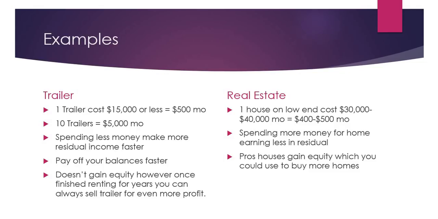Okay, so let's go ahead and look at real estate for example. Let's say in real estate you buy one house on the low end, and let's say that house costs you anywhere from $30,000 to $40,000, and you'll make $400 to $500 a month renting that out. Now, on a $30,000 to $40,000 mortgage, you may only pay maybe $150, $200 a month, give or take, but you're only going to probably make $400 to $500 a month renting it out.